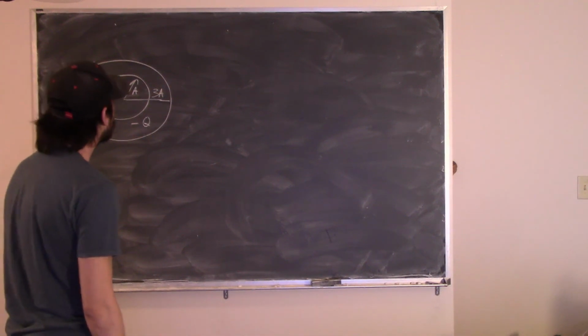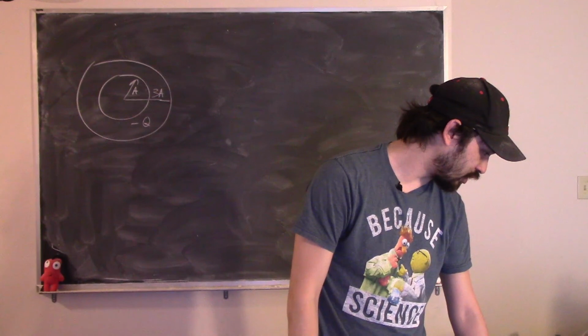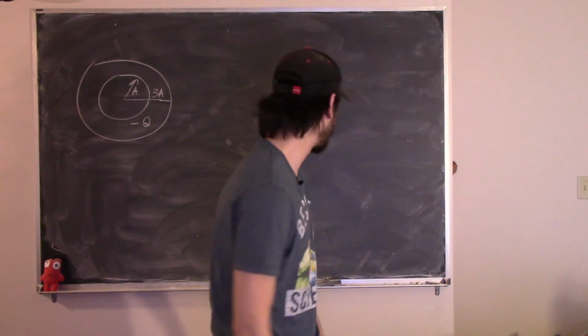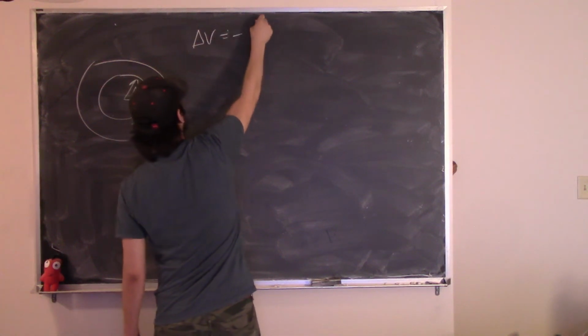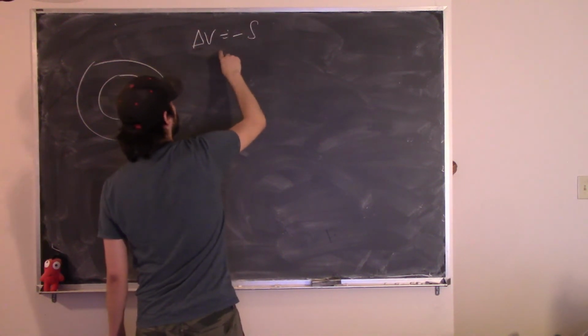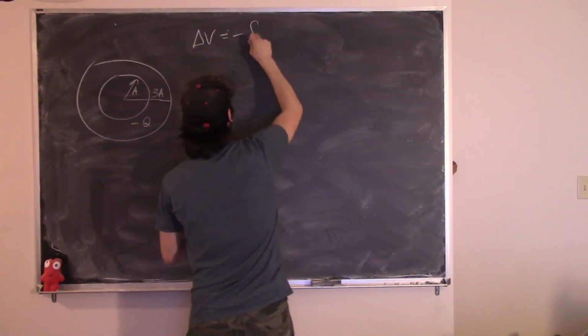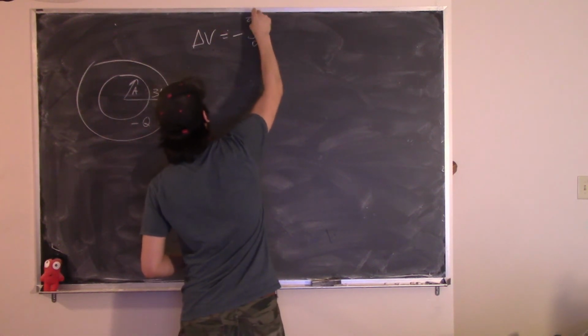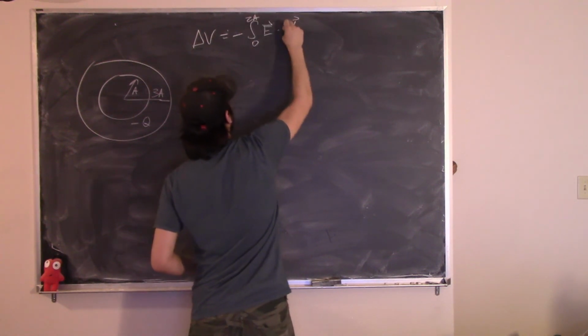And what we want to do is find the difference in electric potential between the center of the shell and the point 2A from the center. Like I said, these are important calculations to be able to do. We want delta V between 0 and 2A, where this is going to be the integral of E dot dl.